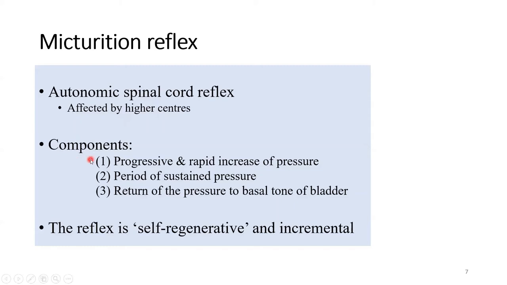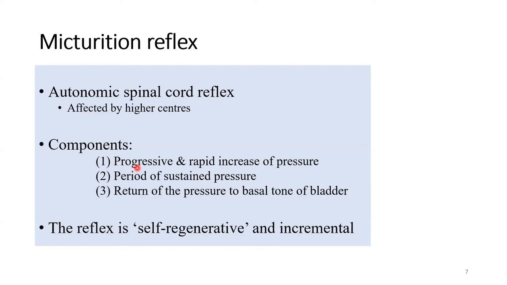And the components, we will discuss it visually in the systematogram later, but just to give you the components, there are three components. So when volume is being added to the bladder, you have a progressive rapid increase of pressure. So when you have a micturition reflex triggered by the intravesical, vesicle is called, any hollow organ can be called a vesicle. So we are talking about the bladder.